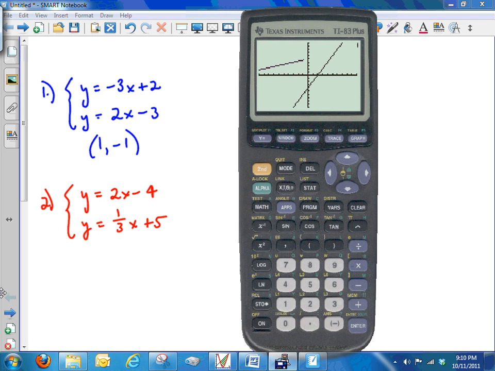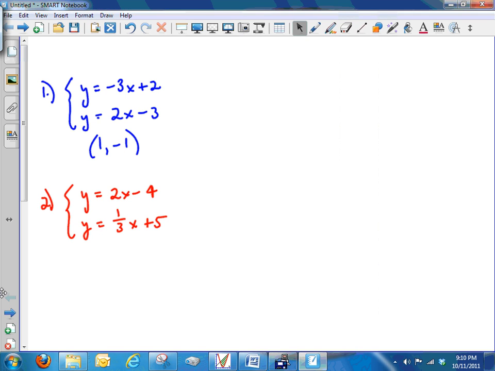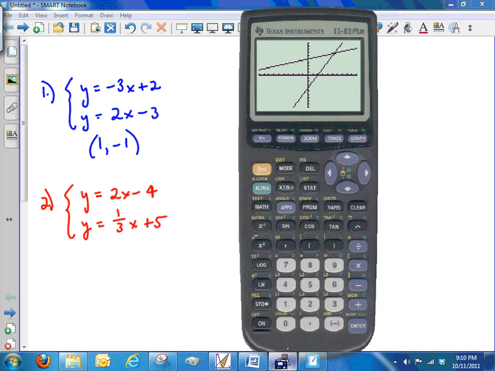Okay. So clearly I see their intersection point. Let's get that back. And I can estimate that it looks like 1, 2, 3, 4, 5, maybe somewhere between 5 and 6. So let's go check out the table and see if we can figure out the answer.